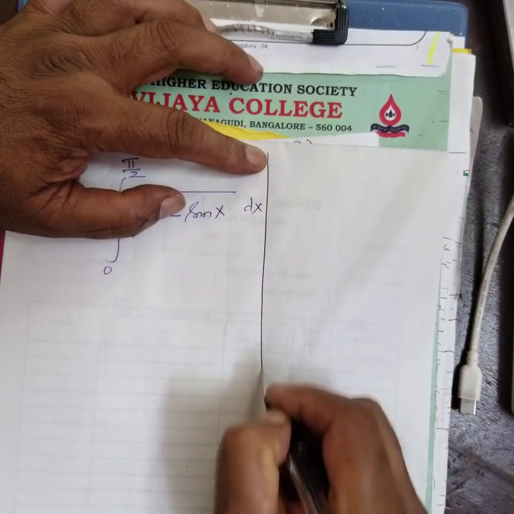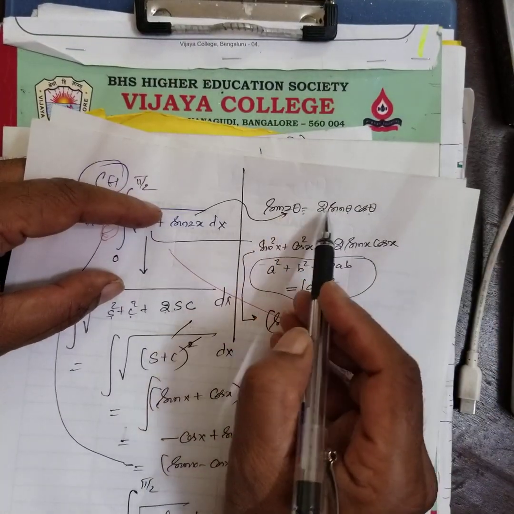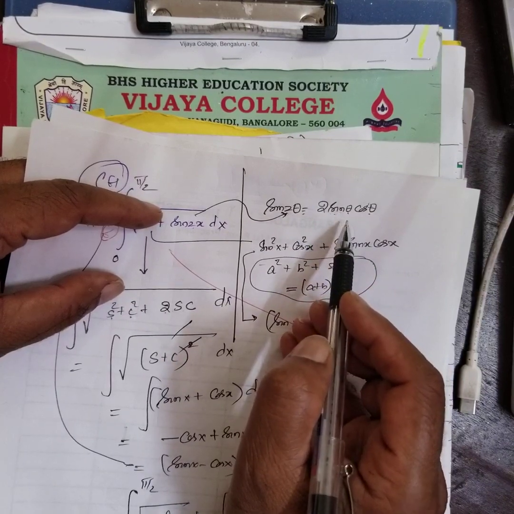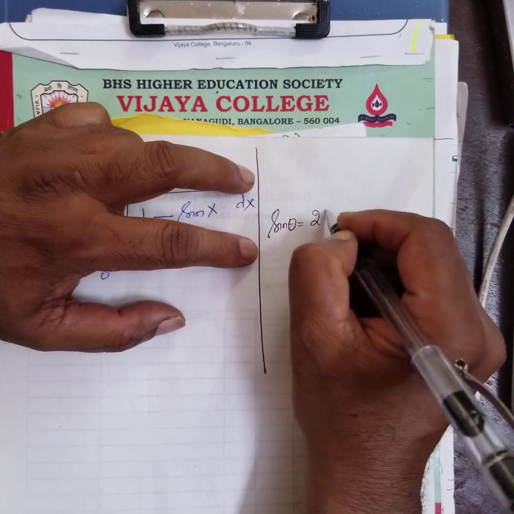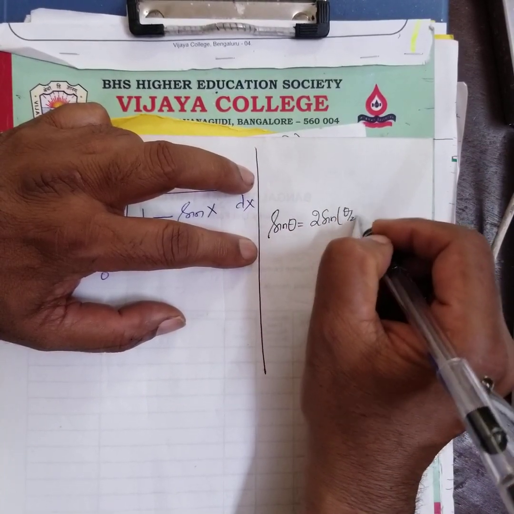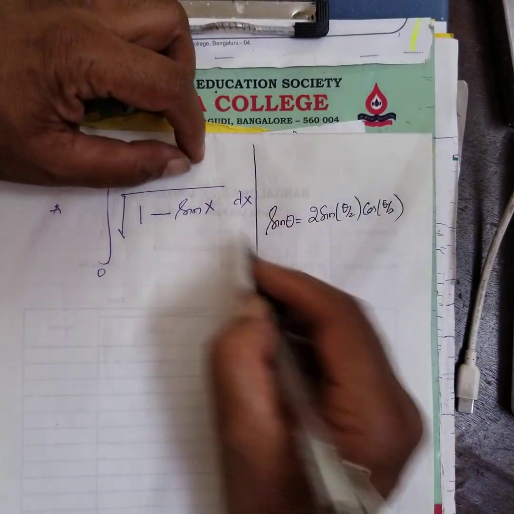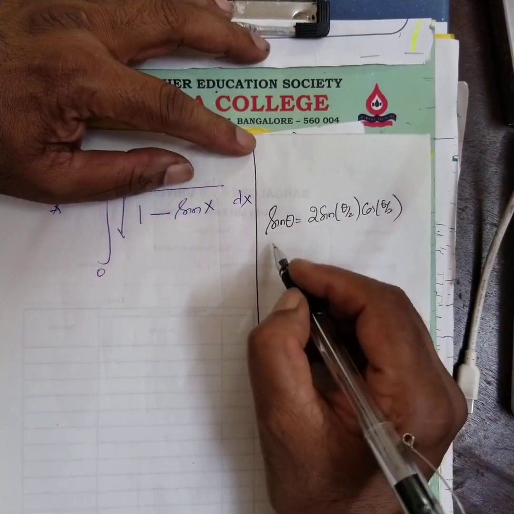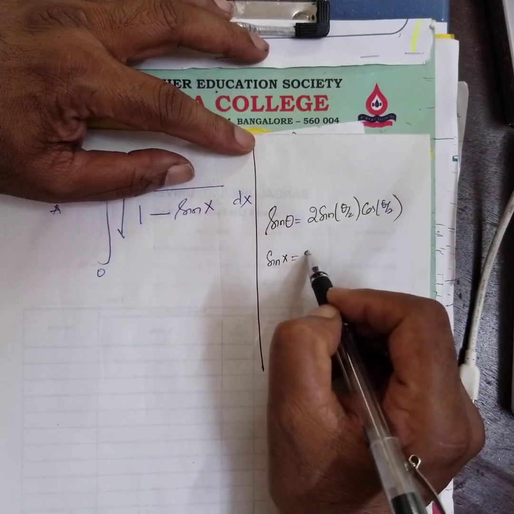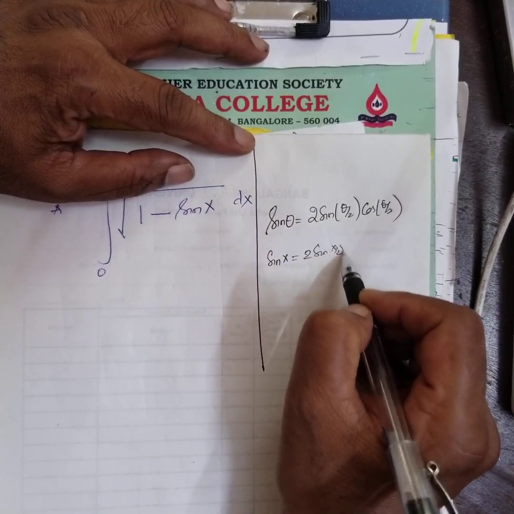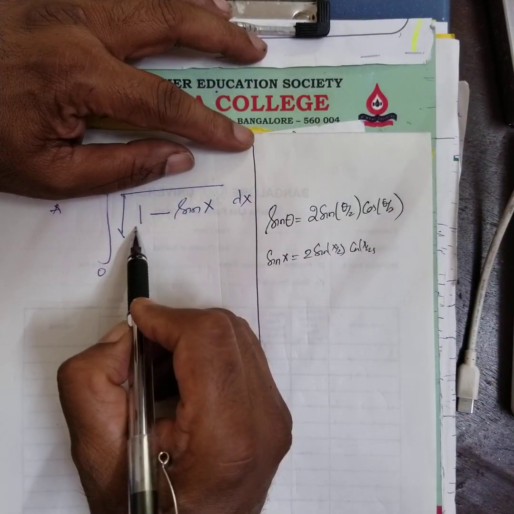See, I am getting back this sum. Sin 2 theta is 2 sin theta cos theta. Here, just sin theta alone: sin theta is equal to 2 sin theta by 2 cos theta by 2. Right? Therefore, sin x is 2 sin x by 2 cos x by 2. And there is sin square plus cos square.